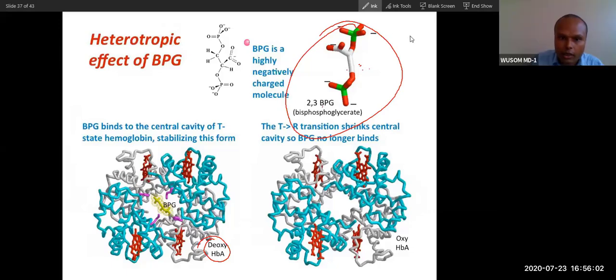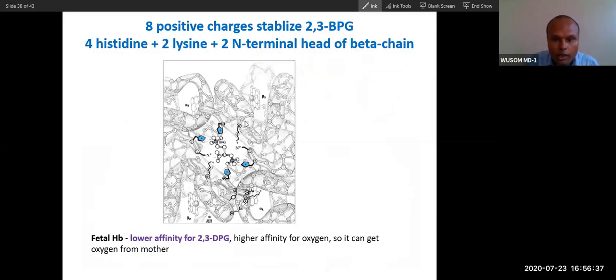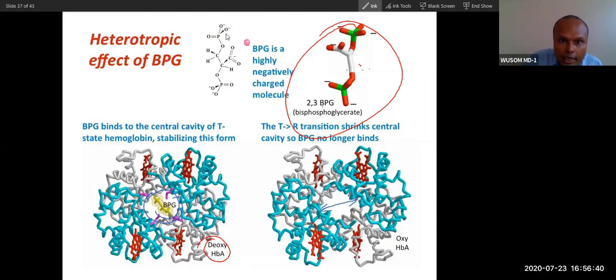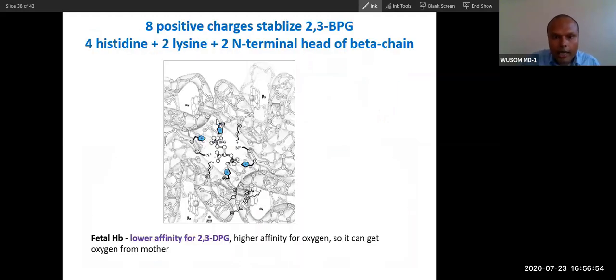So now you can see here, where does this BPG fit? I will tell you. BPG can fit into this cleft of deoxygenated hemoglobin only, not in oxygenated hemoglobin. And how does it fit? It fits by making ionic bonds. You can see the negative charge: 1, 2, 3, 4, 5, 6, 7, 8 oxygens are there. So these 8 oxygens will make 8 bonds with the side chains of positive amino acids. You can see 4 histidines are there.